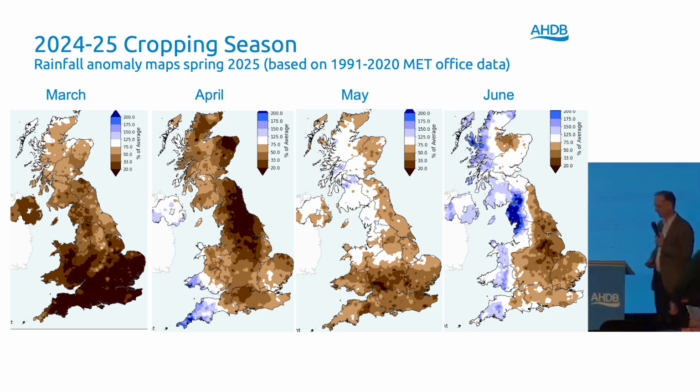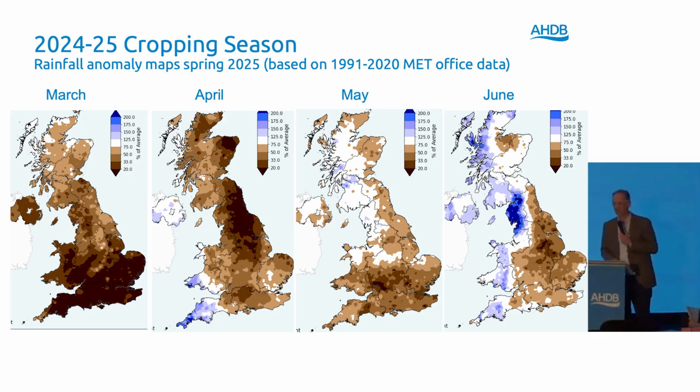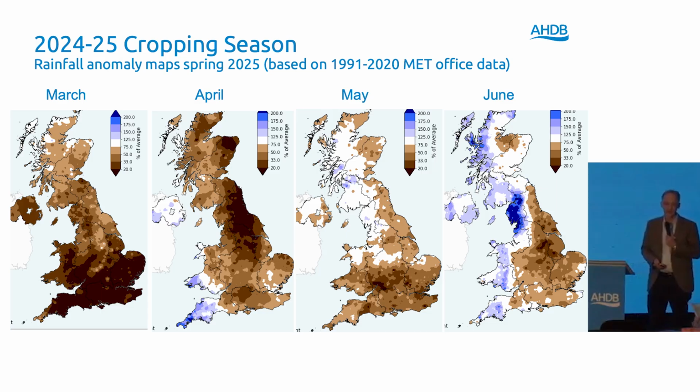Just to share with you the challenge we had in doing septoria trials last year. Septoria is a pathogen that loves moisture and rainfall. This shows the rainfall anomaly charts from the Met Office through March, April, May, and June last year. Brown shaded areas indicate less than average rainfall, and blue areas above average. You can see quite consistently from March to June, in some parts of the country, it was brown, well below average. In some parts, very, very much below average.